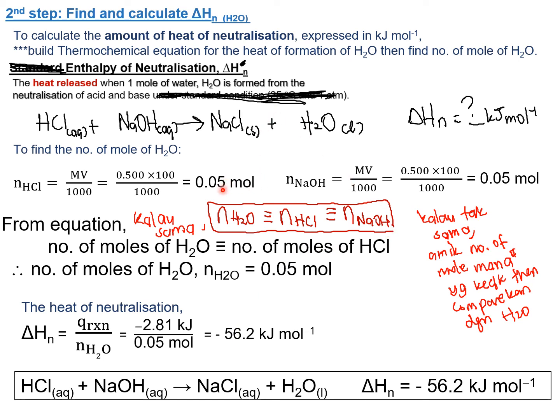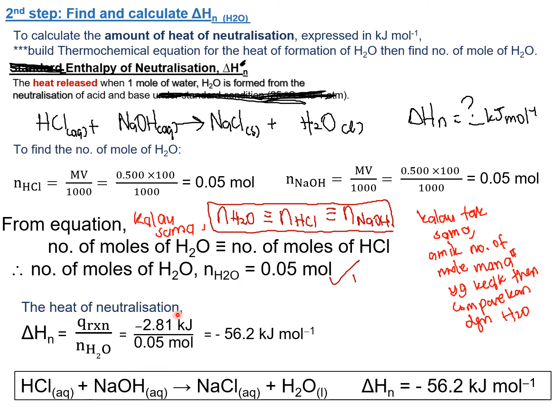Okay. But you cannot stop here. You must prove how you got the number of moles. Let's say you found it and directly put it in here. No, cannot. You must mention it from the equation: number of moles of H2O is equivalent to number of moles of HCl. Therefore, number of moles of H2O is equal to 0.05 mole. Then you get one mark, because you mention the working to find the number of moles of H2O.